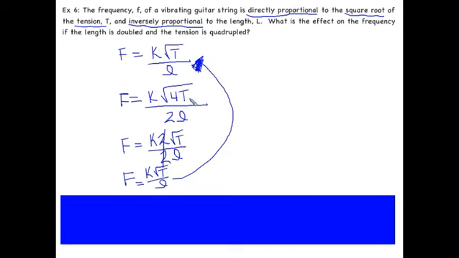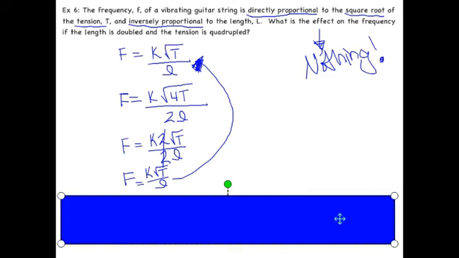So it doesn't really matter if we double the length and quadruple the tension. Both of these pieces would have to happen in order for nothing to change. So what's the effect? We could say absolutely nothing, because our general equation, this directly and inversely proportional equation we found, does not change whatsoever. So doing a little simplifying there, we can figure out what's going to happen if we start to experiment with this scenario.